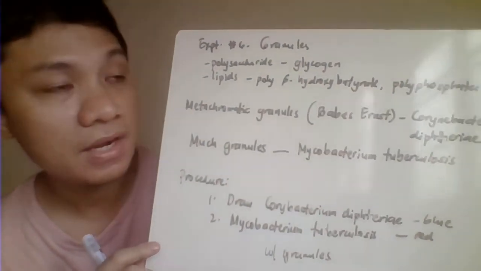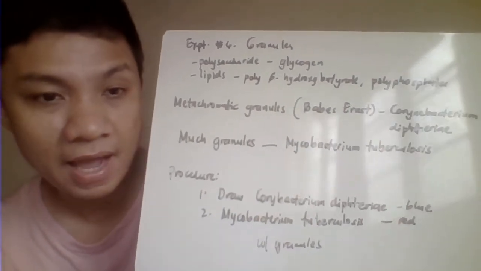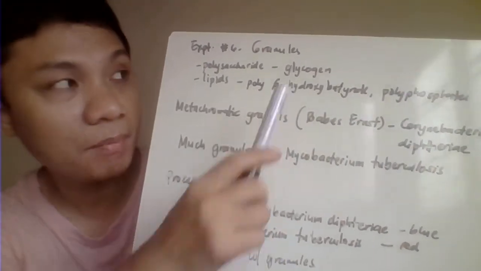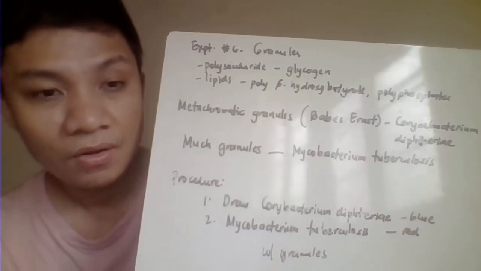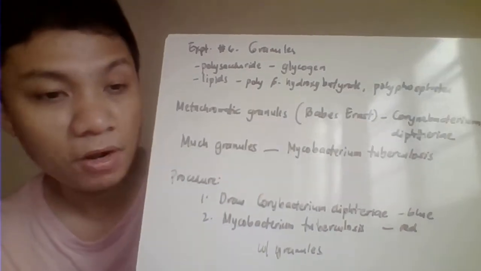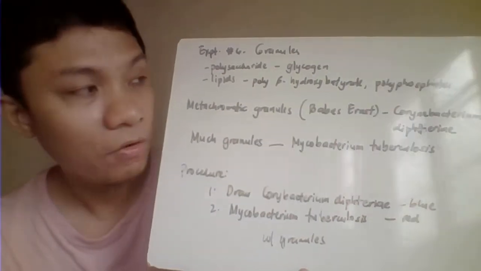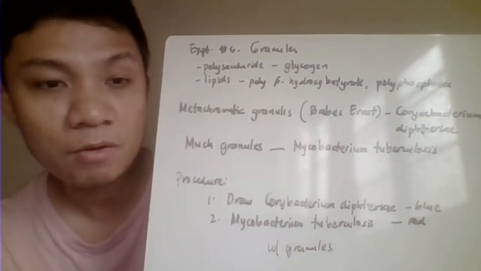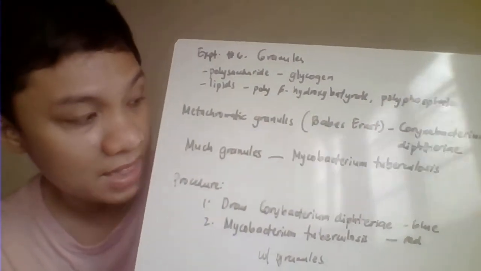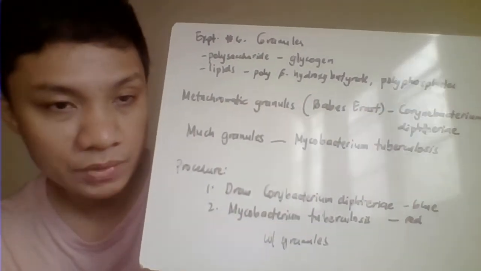The next one we have is the granules. The granules serve as a storage component of your bacteria. The granules could be in the form of polysaccharide granules, the storage form glycogen, or they could also be in the form of lipids, poly-beta-hydroxybutyrate, or polyphosphate. Examples are the metachromatic granules, or Babes-Ernst granules, in Corynebacterium diphtheriae, which are actually a form of polyphosphate, and the Much granules found in Mycobacterium tuberculosis.